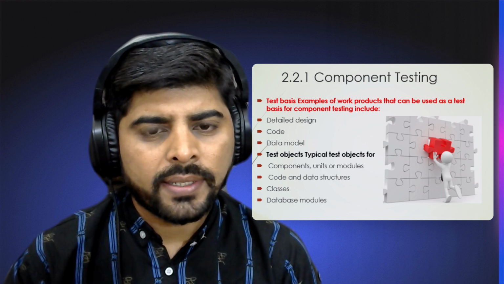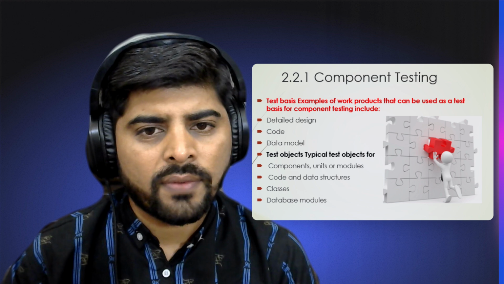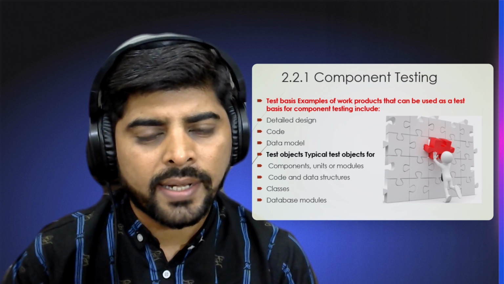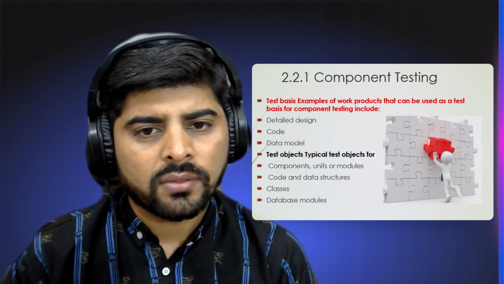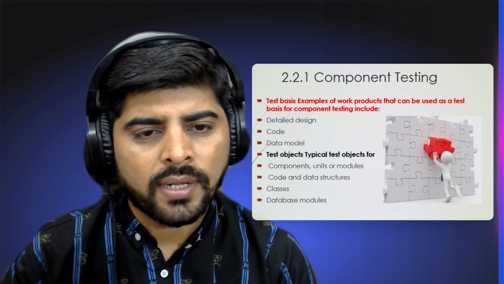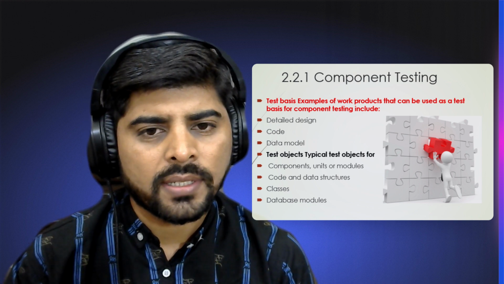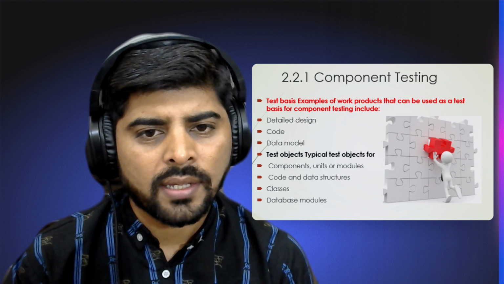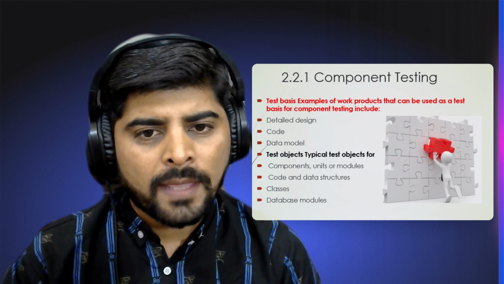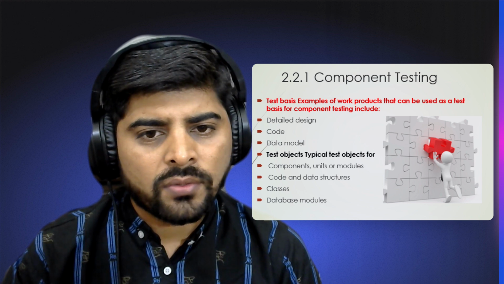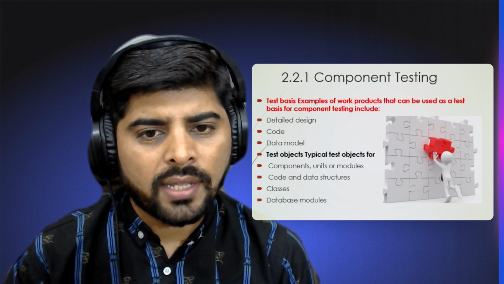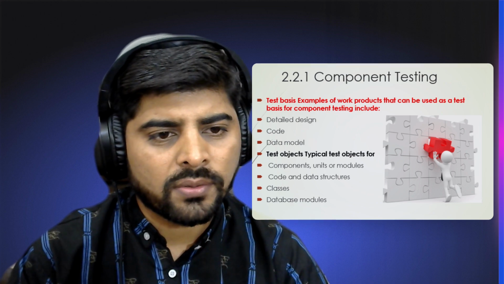In the component testing, test basis for component testing are detailed design, code, data models. So at the code level, for example, in component testing, there can be a class, there can be data models. Test objects, typically test objects for component testing: unit module, code, data structure, classes, database modules, and so on.